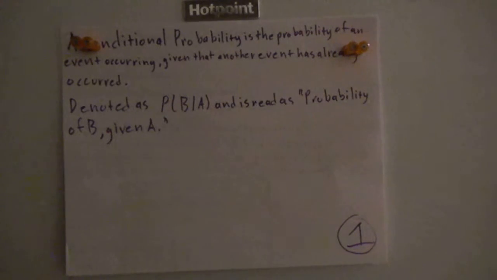Hi, my name is Luc-Hugues and I'm going to be showing you conditional probability and the multiplication rule and how they coincide in this first segment of the video. So to begin, a conditional probability is the probability of an event occurring given that another event has already occurred. It's denoted as P(B|A) and is read as the probability of B given A.